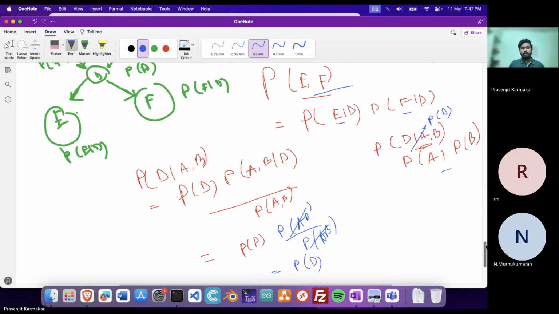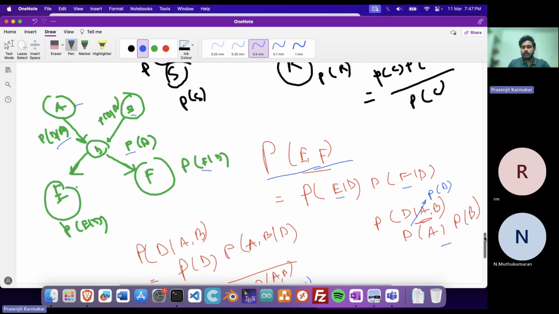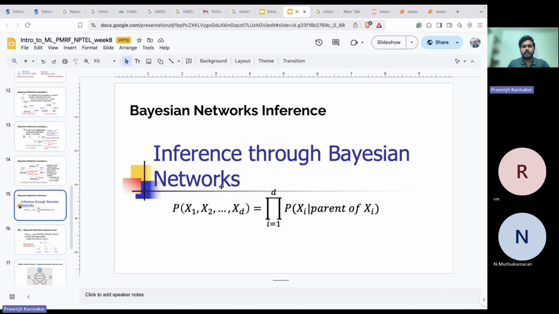Okay. So if I just have these values, P of A, P of B, P of D, and these two, I can compute P of FE directly. Okay, so I guess it is clear. Let's just do one example or something that will be more clear.